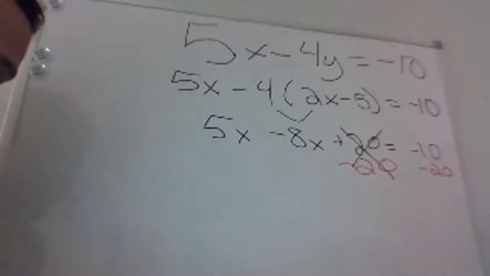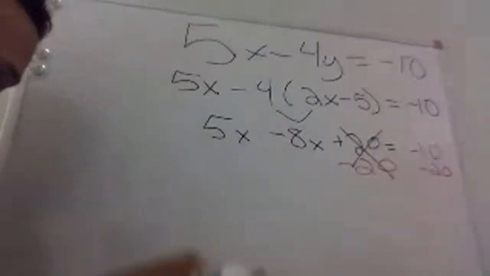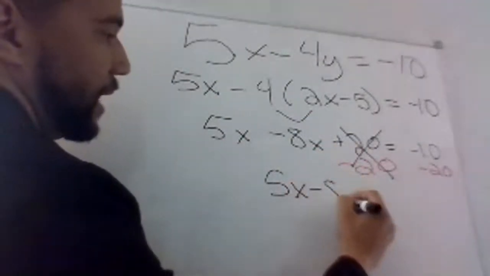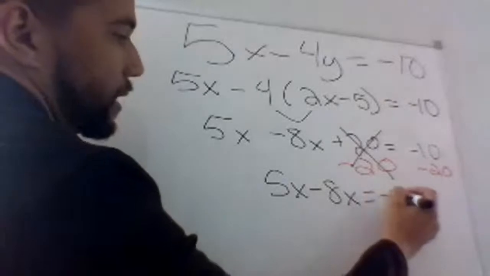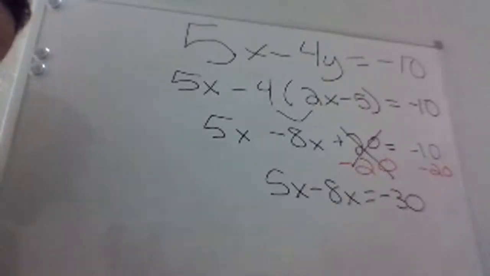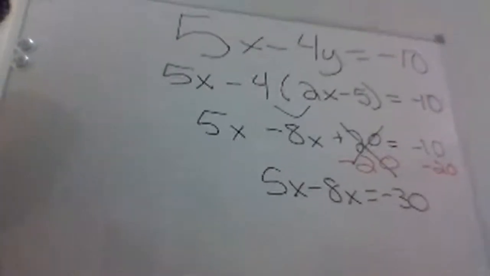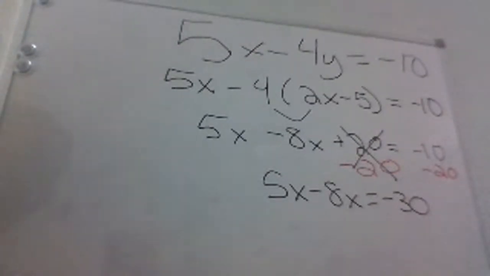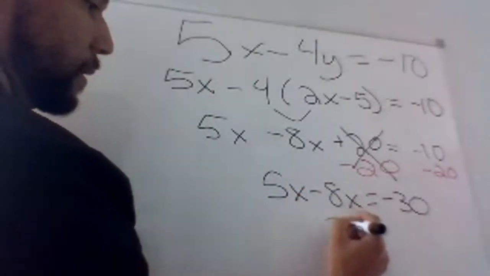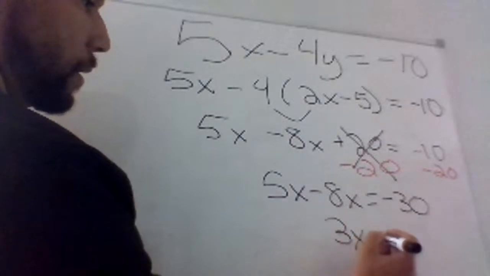Okay, so 5x minus 8x equals negative 30. So what do I do from there? I'm going to solve the x's. Yeah. 5 minus 8x, negative 3x equals negative 30.